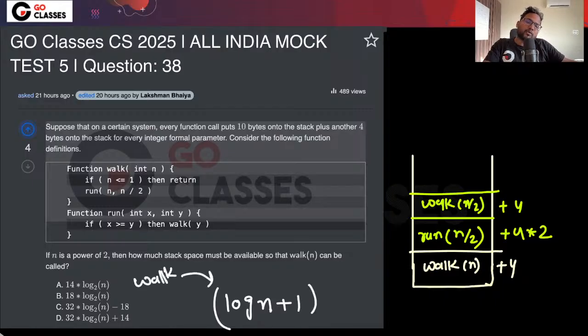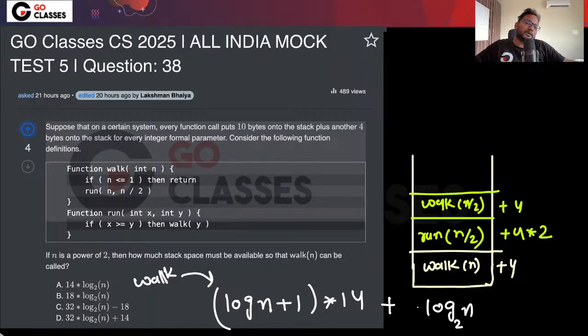And each function call will be taking 10 for this call and 4 for the integer. So you can directly multiply by 14. So these many times walk will be called. And run, since the starting of run is just from n by 2, will be called one lesser than walk. So run will be called log n times.